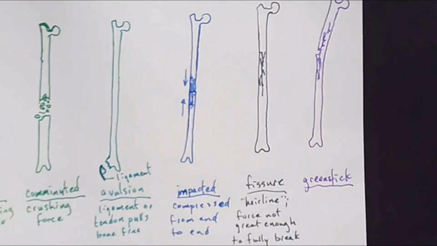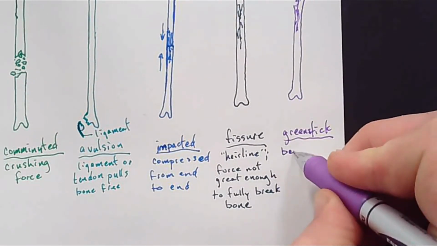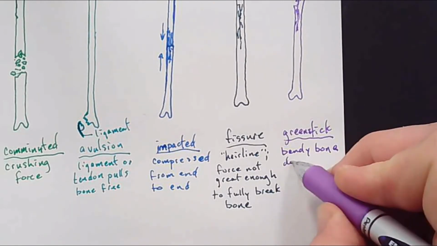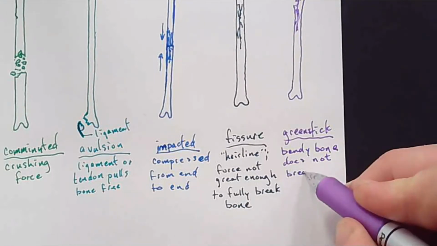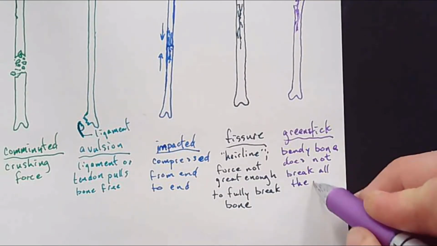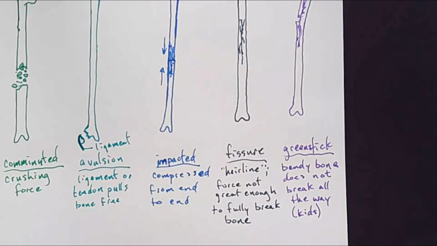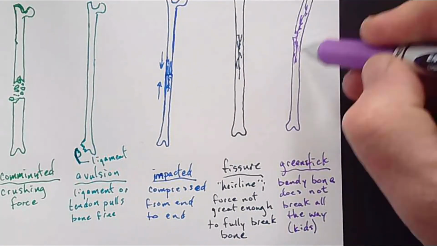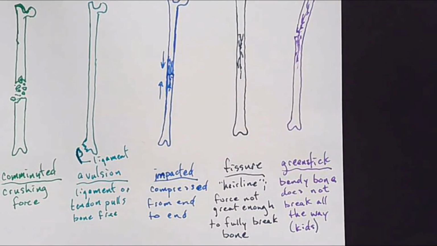Green stick. Yeah, so this is called a green stick fracture. This is where a bendy bone does not break all the way. Normally we see this in little kids. Not always, but normally with little kids, where the bones are just not fully hardened, not fully rigid, and they can bend and bend and bend, and then finally they can kind of splinter and just don't break all the way through. So that's called a green stick fracture.